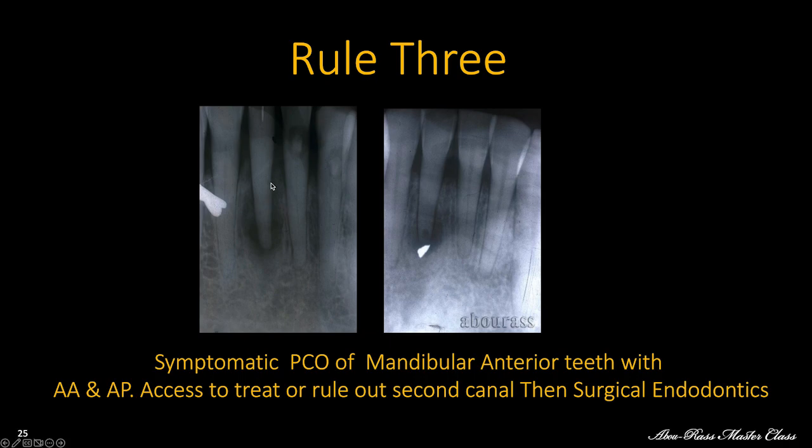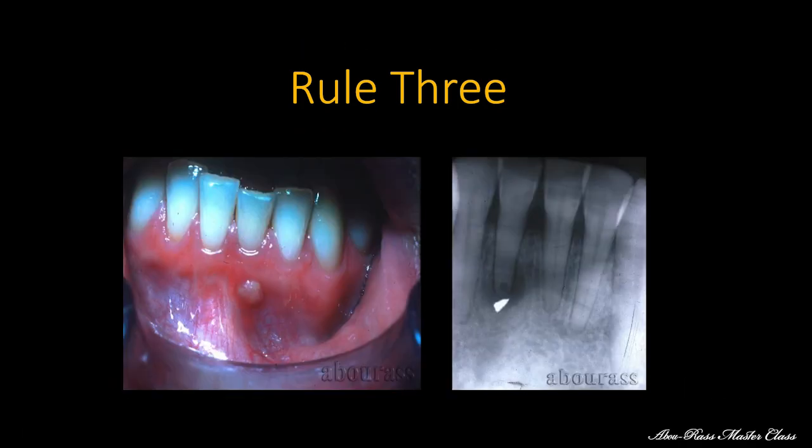Rule number 3 is specific for mandibular teeth. Symptomatic PCO on mandibular anteriors is different from the maxillary because with those two entities, the AA and AP, we do access and look for a second canal. Usually there's a buccal and lingual. We look for it. And if we don't find it, we proceed to do surgical endodontics. And this is how we obtained this situation.